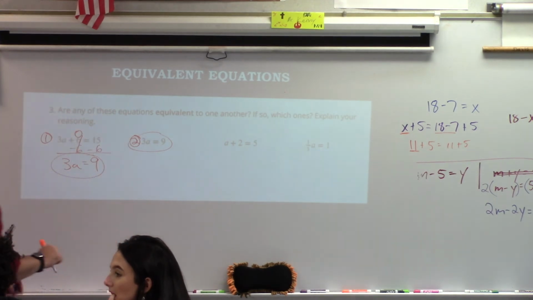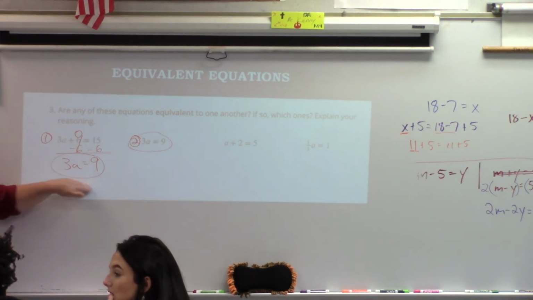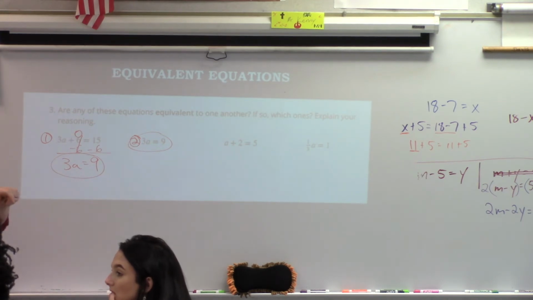We got to remember that, okay? 3a is equal to 9, 3a is equal to 9. Notice, I haven't solved this. I just used a property of equality to see if they were the same. That's all I did. Okay?